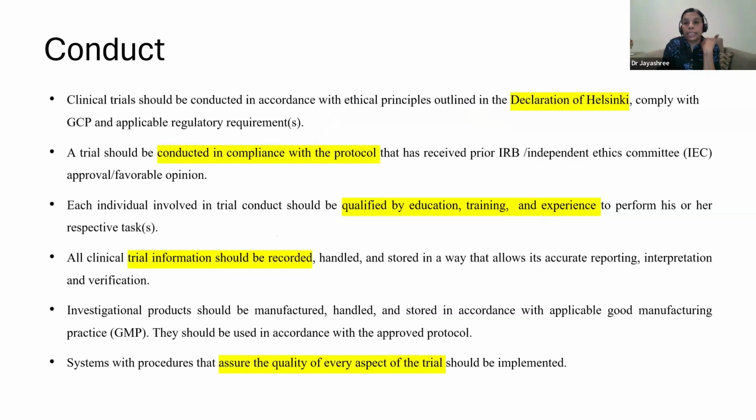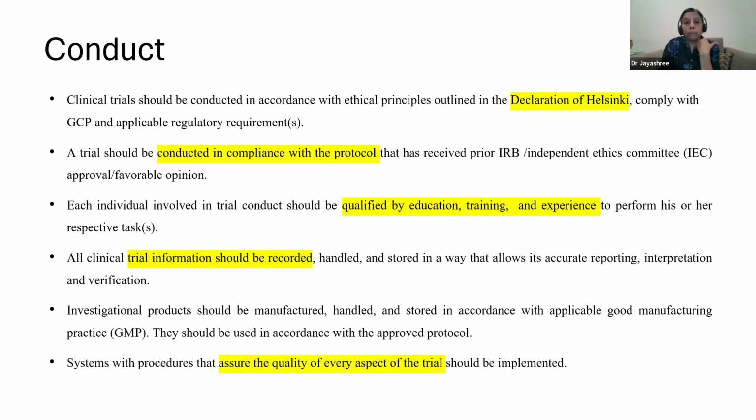So clinical trials, as I have already said, should be conducted in accordance with the ethical principles which have been outlined in the Declaration of Helsinki. Whenever we put our protocols on pen and paper, we generally state that the ethical justification in a given trial conforms to the Declaration of Helsinki, and of course the good clinical practice guidelines.